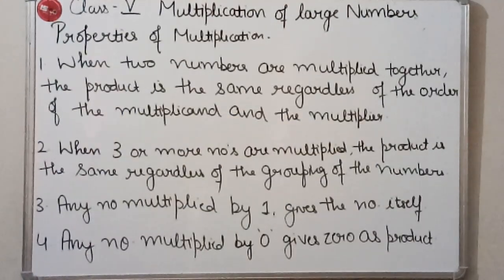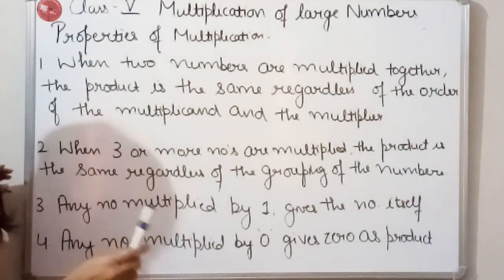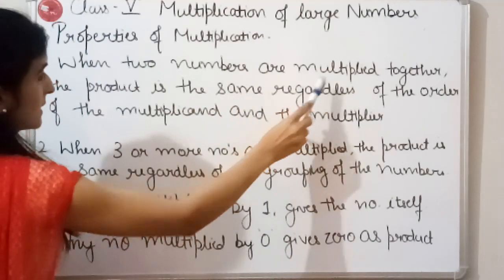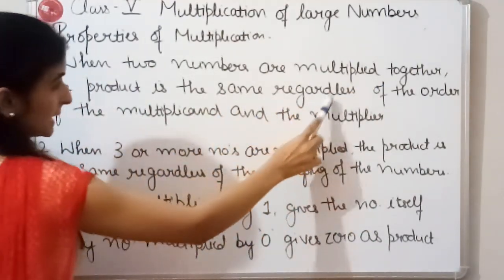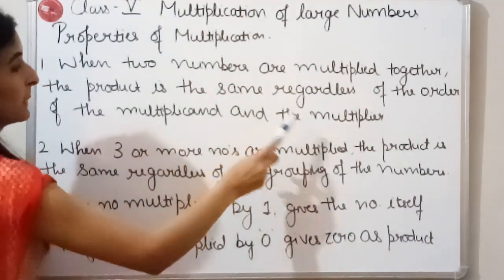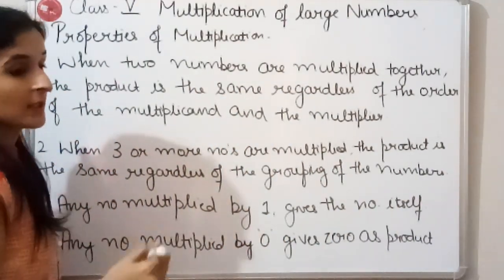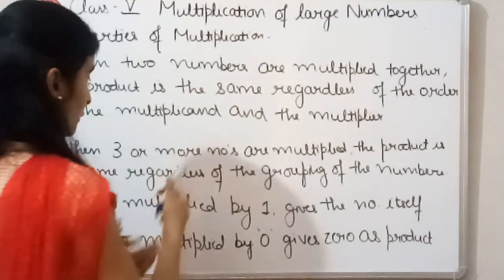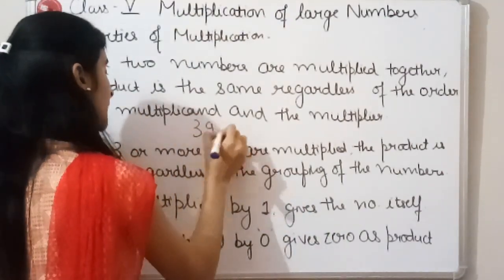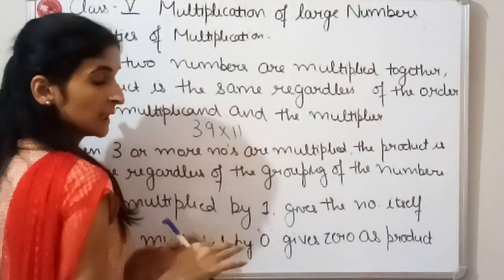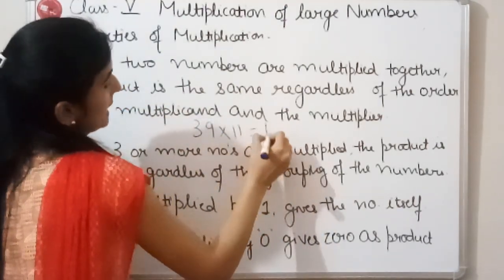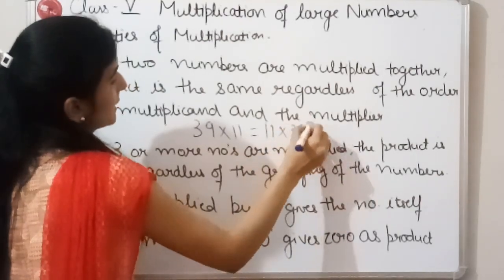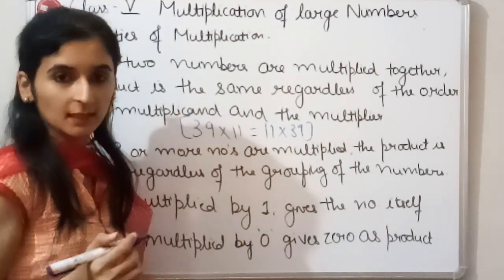Now let us start with properties of multiplication. First property of multiplication is when two numbers are multiplied together, the product is the same regardless of the order of the multiplicand and the multiplier. What does it mean? Suppose you are multiplying 39 by 11, then whether you multiply 39 by 11 or you multiply 11 by 39, the product will be same.